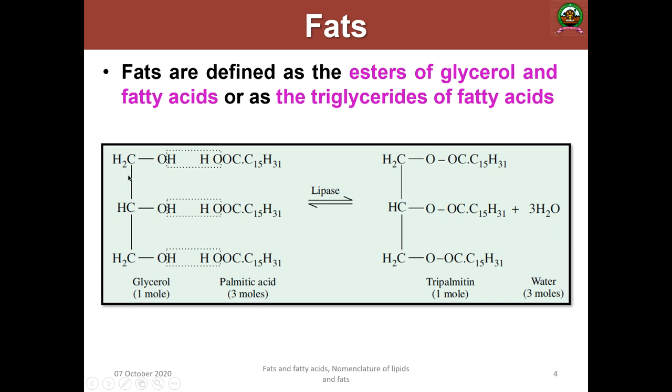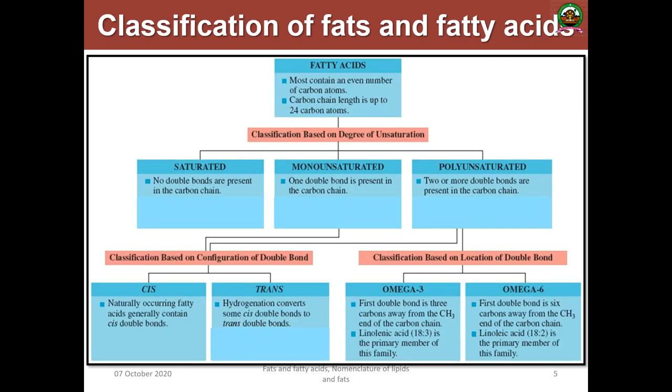Then you can see CH2COO. There is an ester linkage formed, and that is known as tripalmitin or triglycerides. Okay. And you can see the glycerol part and the fatty acid part. Such kinds of components are known as fats.